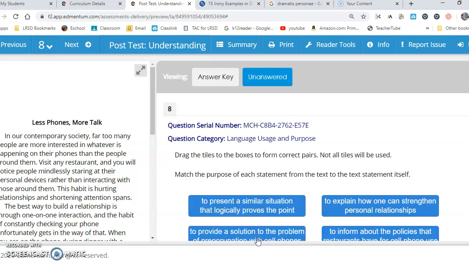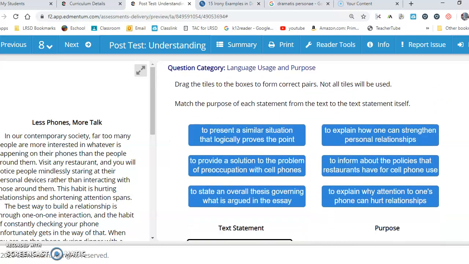In our contemporary society, far too many people are more interested in what is happening on their phones than the people around them. So on this one, you're supposed to drag the tiles to form correct pairs. Not all tiles will be used.